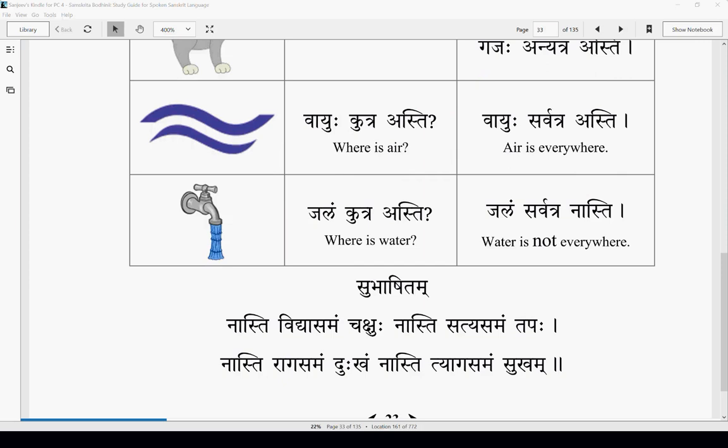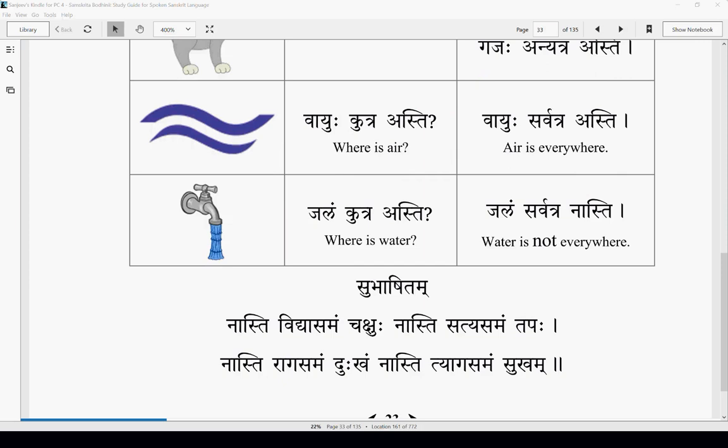Nasti vidya samam chakshuhu. Of all the eyes, there is nothing equal to vidya, like jnana chakshu, the eye of knowledge. There is nothing equal to jnana chakshu. It is the knowledge we get from within, which gives us clarity in intuitive knowledge and wisdom.